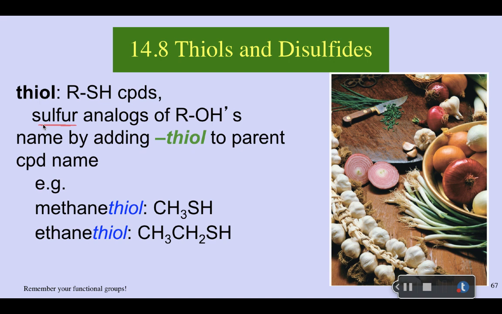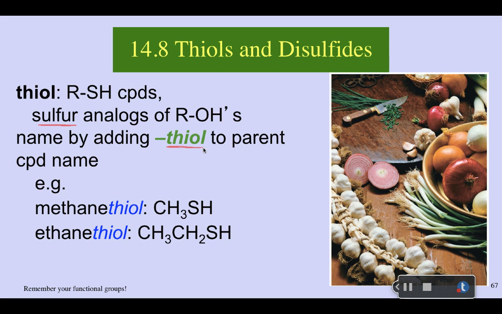Why? Because sulfur and oxygen are both group 6A or 16 elements. They have 6 valence electrons. They make similar kinds of compounds. And you like patterns, and the patterns help us. So if you can make an OH, you can make an SH with similar kinds of geometries and bonding. These compounds have names that end in this word here, thiol.